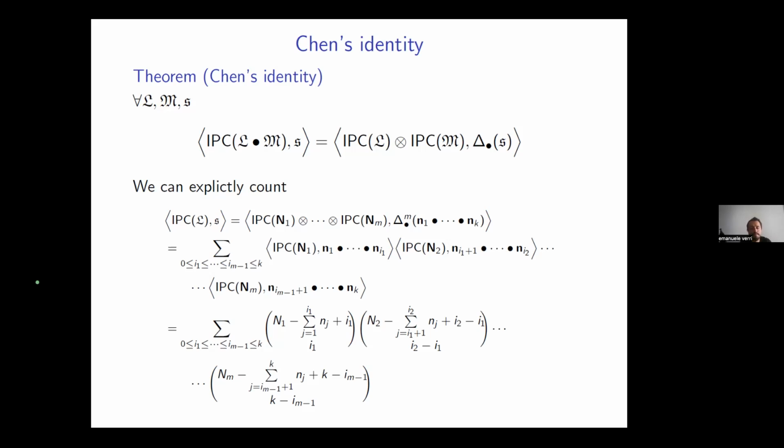And here, the notation I used is that any interval partition can be written uniquely as this bullet operation applied on single blocks. These are the irreducible elements with respect to the coproduct, and we can write any interval partition like this. That's why here you see this notation: capital N1, capital NM, and small n1 and small nk.